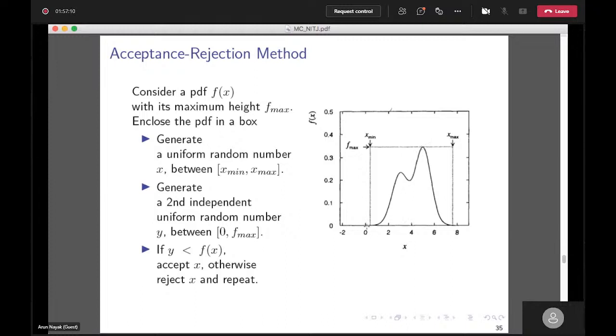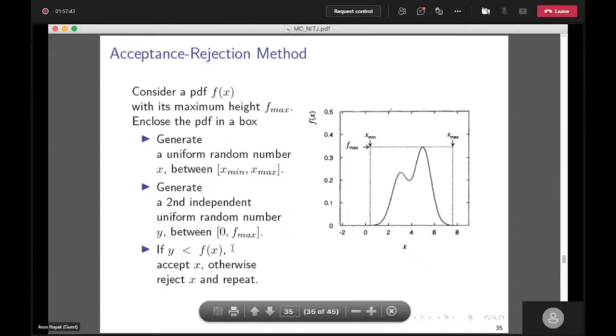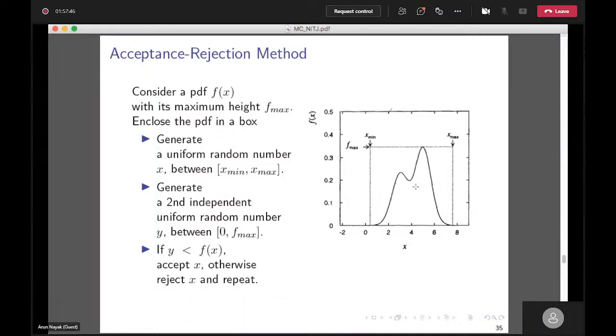Now you generate a random number x between x min and x max here, and simultaneously you generate another random number y between 0 and f max in this region. Now for each x, you generate y and compare the value of y to f. If y is less than f of x, meaning y falls inside this, then you keep the x, otherwise you throw the x.